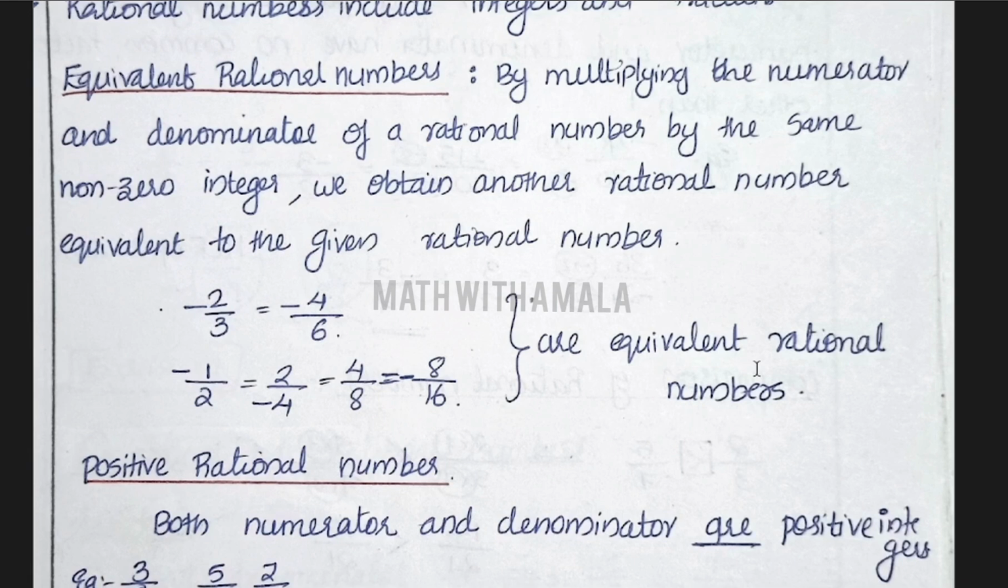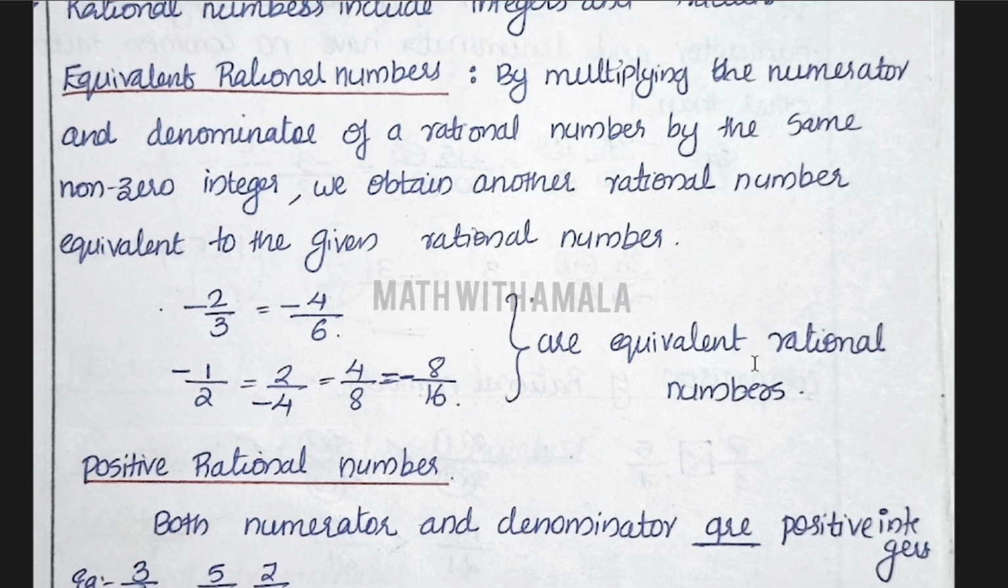Equivalent rational numbers. By multiplying the numerator and denominator of a rational number by the same non-zero integer, we obtain another rational number equivalent to the given rational number. Let's take minus 2 by 3. If we multiply with 2 on both numerator and denominator, you will get minus 4 by 6. Hence, it is an equivalent fraction with minus 2 by 3, or equivalent rational numbers to each other. Minus 1 by 2 is equal to 2 by minus 4, which is equal to minus 4 by 8, which is equal to minus 8 by 16.